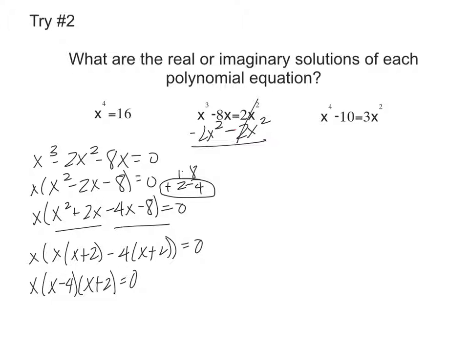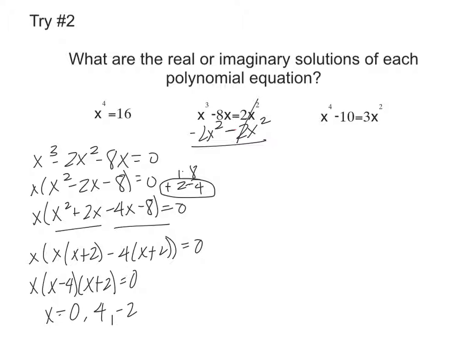Set each one of those equal to 0. And so my solutions will be x equals 0 for the first one, 4 for the second one, and -2 for the last one. Okay, and then the very last one, so the second one was actually pretty easy, pretty straightforward. That one had a greatest common factor, so we just took it out. And then the last one, we can go ahead and do that one now.